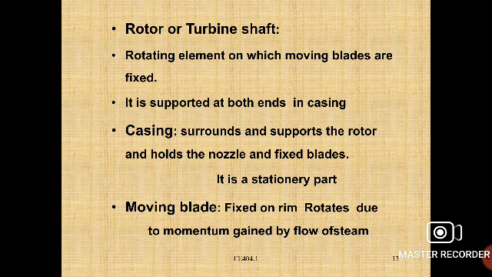Next one, casing. The casing surrounds and supports the rotor and holds the nozzle and fixed blades where necessary. The casing is an assembly consisting of a frame for supporting the whole structure, diaphragms for separating the stages, and bearings and glands for preventing the leakage of steam.